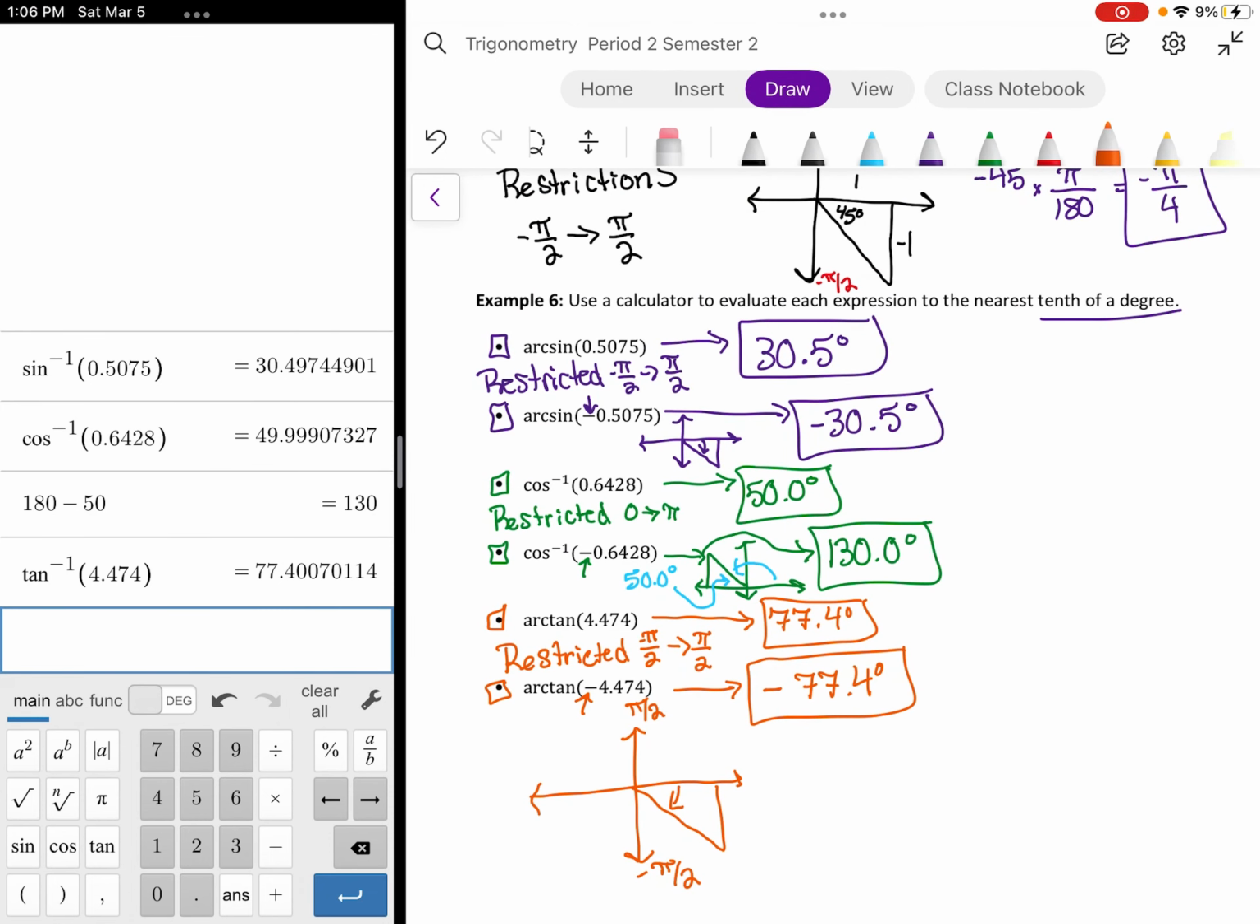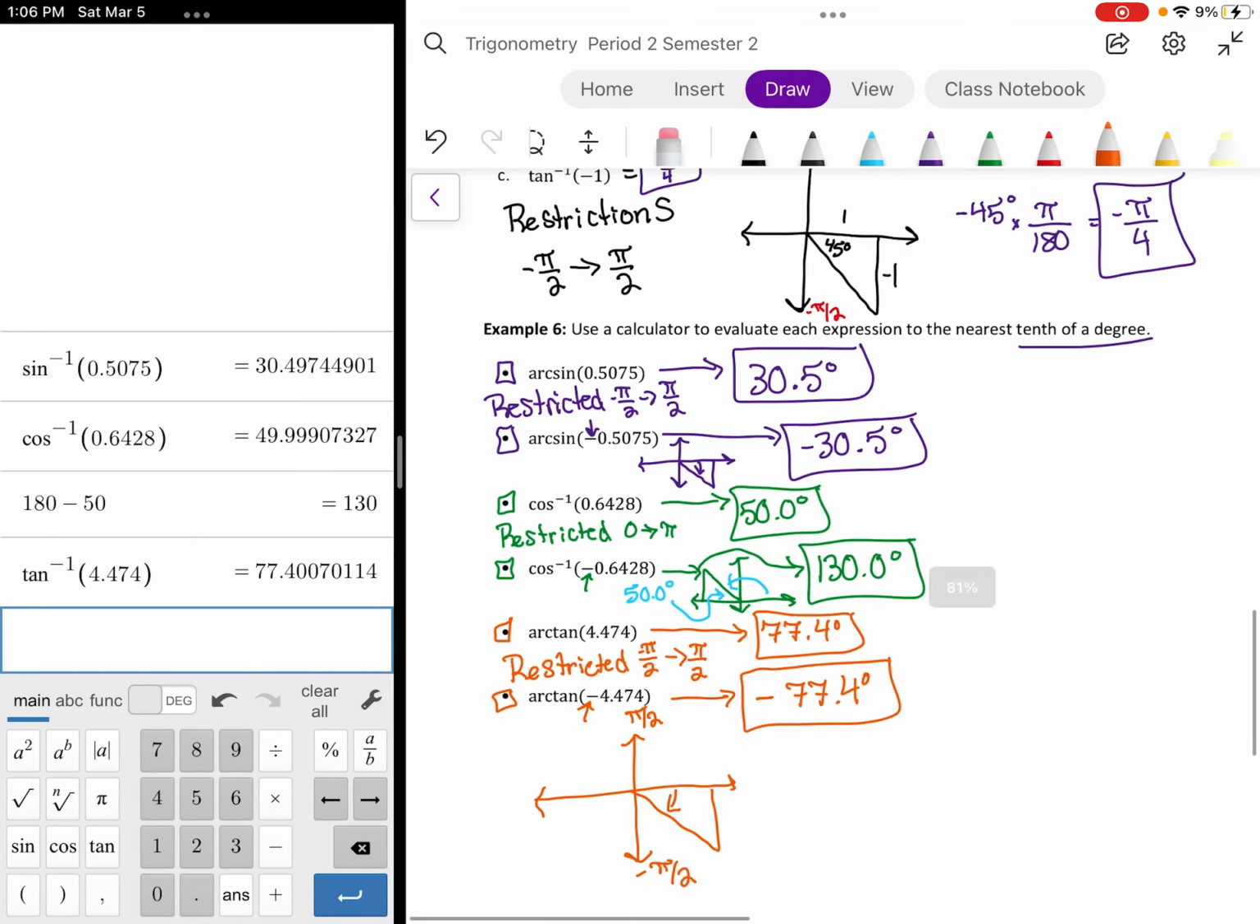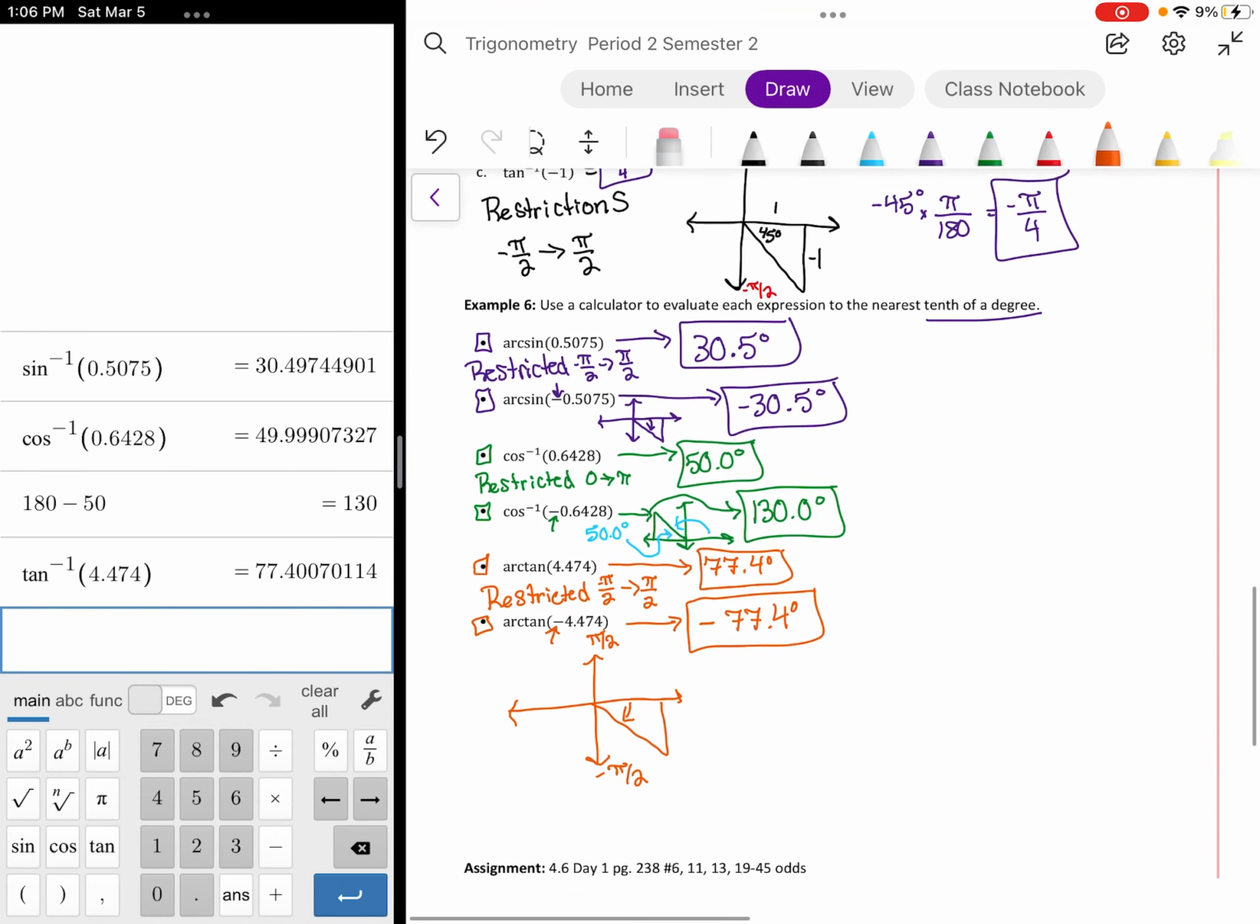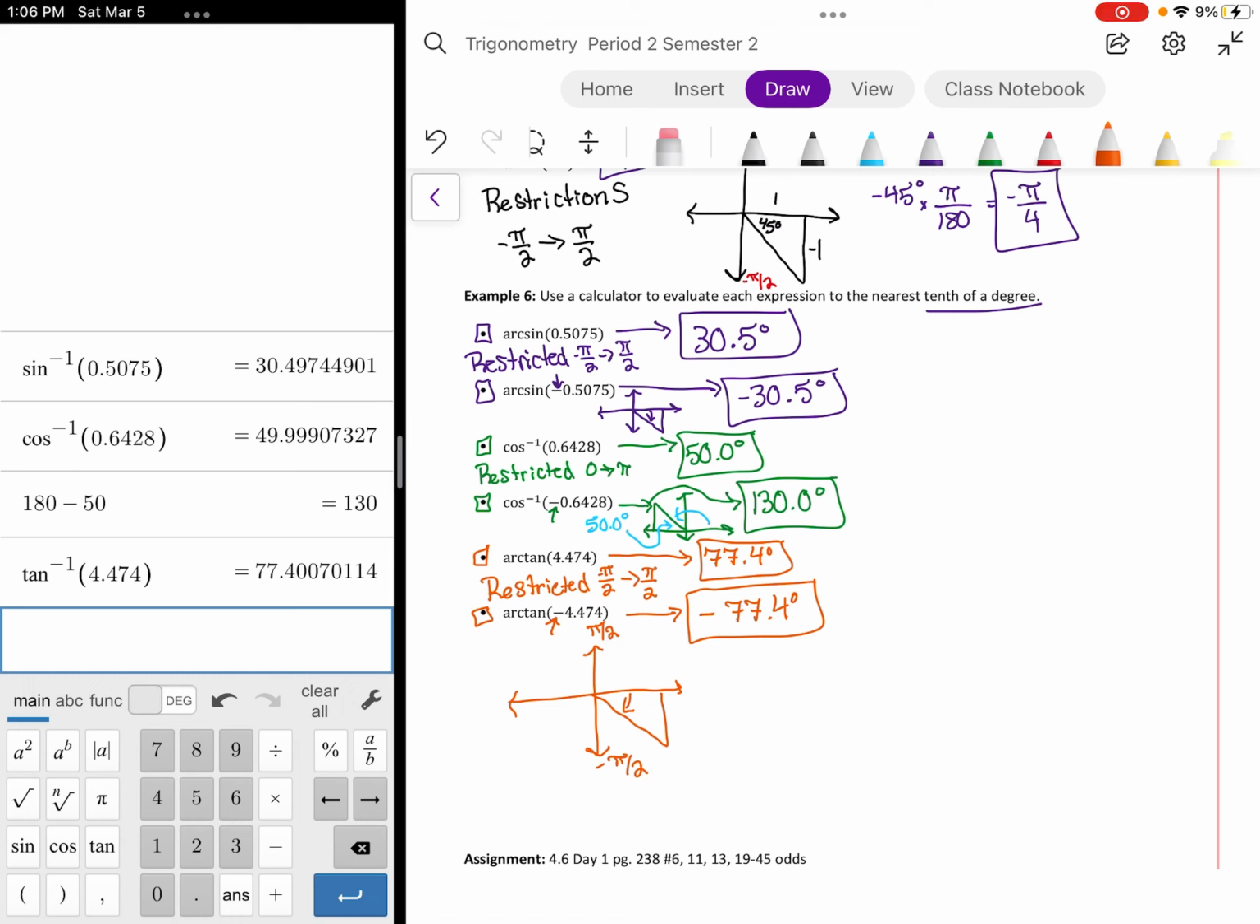So in previous chapters, we had to find both values when we were solving equations. These ones, when we're working with our inverse functions, don't forget your restrictions. So there's only one possible answer.